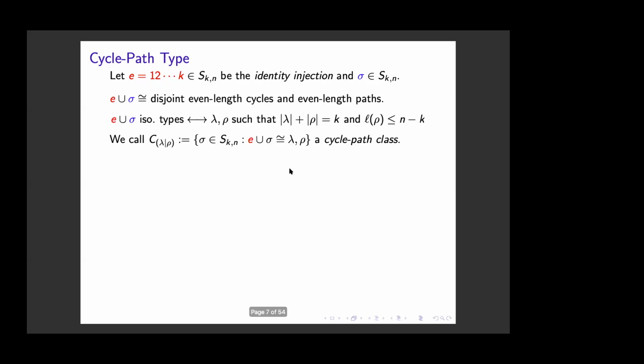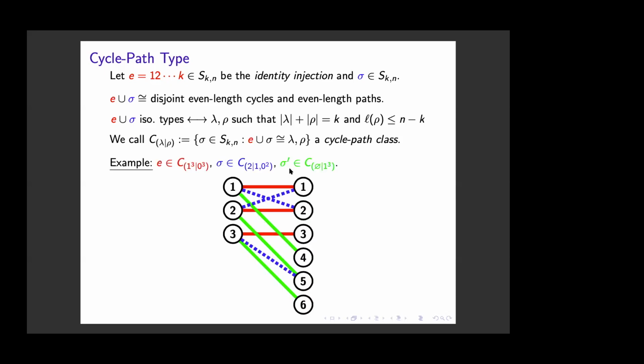Let's actually define one more thing. We're going to call C sub lambda rho all the injections such that when I take this graphical union of E with sigma, I get a graph that's isomorphic to lambda rho. We're going to call this a cycle-path class, and you should think of this as a generalization of conjugacy classes in the symmetric group.